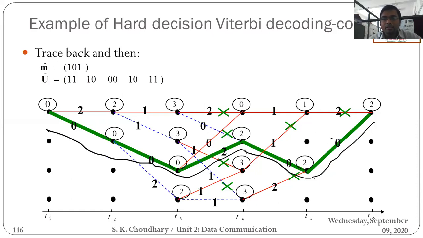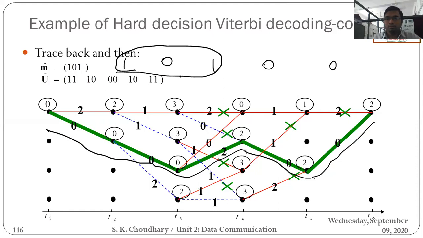Now reverse tracing of this, you would find out that it is for input 0. It is for input 0. It is for input 1. It is for input 0, and it is for input 1. So in this way, you receive your actual message 101, and this is the estimated message value, and this is the estimated code word. So in this way, you would be able to correct the erroneous received bit. You are able to generate the estimated transmitted code word from Z to U cap.